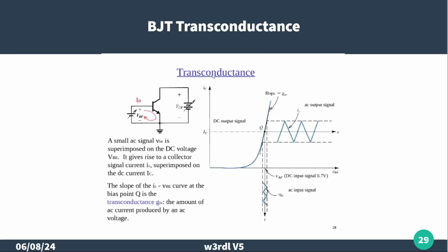I mentioned transconductance, and that's where you get the gain in the transistor. For a small amount of change on the input, you see this much larger change on the output. So the slope of this line is the gain or the transconductance.